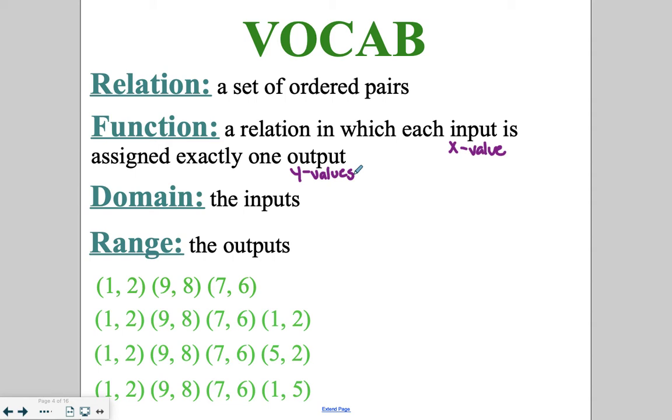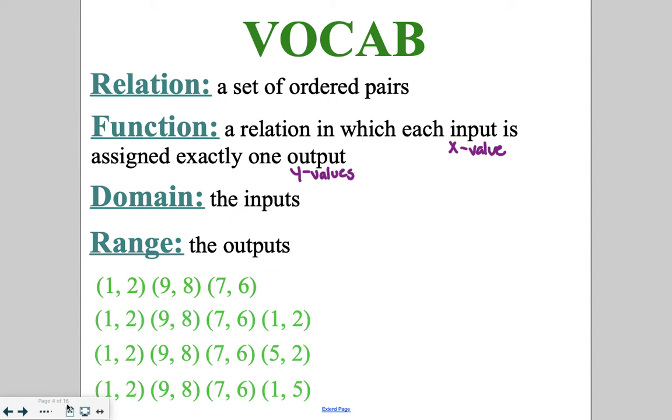Those inputs we can also call the domain. You might also hear them referred to as the independent variable. Those are the things that you're choosing, the things that you are putting in or the things that are controlling the scenario. The range or the outputs or the dependent variables are the things that are happening because of the choices that are made.